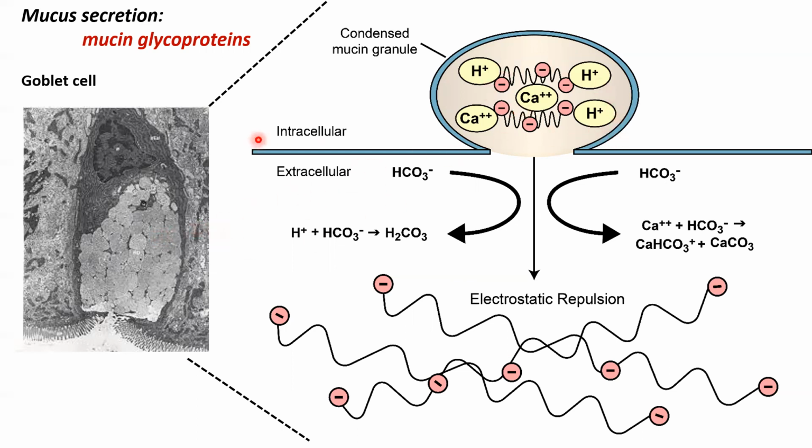Now, mucin, are you happy with glycoprotein? Glyco means it's going to have sugar. It's a protein that has a lot of sugar molecules. These are negatively charged, and that's shown here, negative. Now, to concentrate them into these storage granules for release, they acidify the inside of the granule, which is shown here, acid.